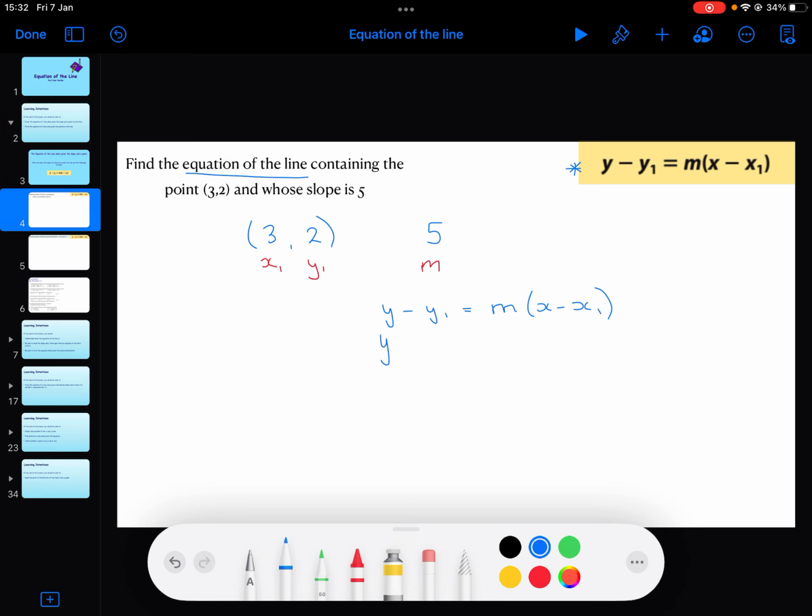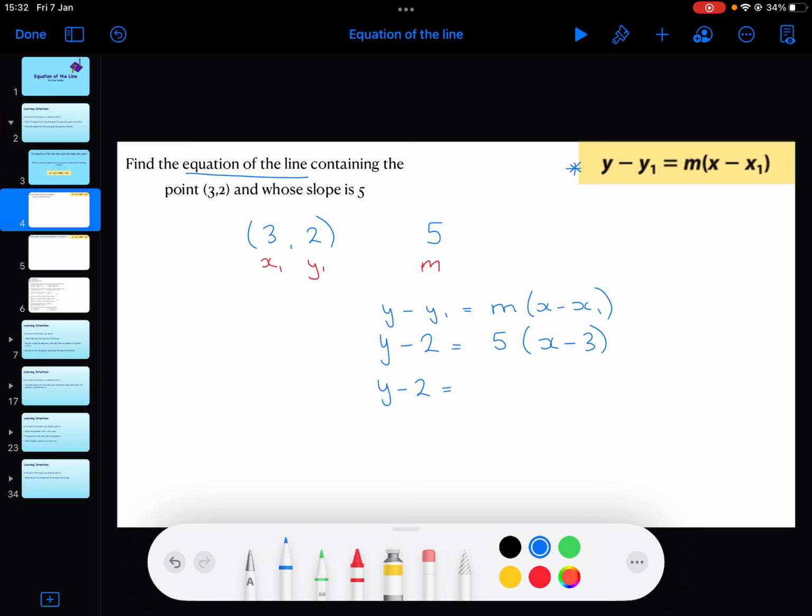So the y stays the same. y1 is 2, so that's what I've labelled as y1. M, my slope, I've labelled the 5 as m. The x stays the same, and the x1 changes to a 3. Now I can't simplify the left hand side. There's nothing I can do there. I can't take away a 2 from a y. You can't add or subtract letters and numbers, so I leave that as it is.